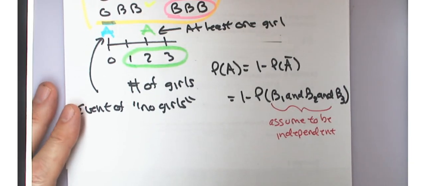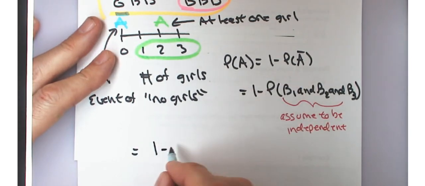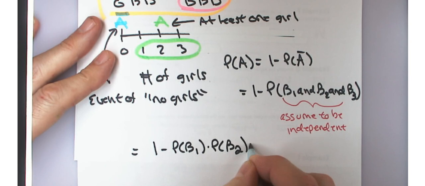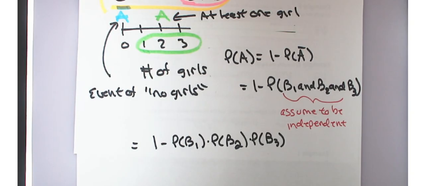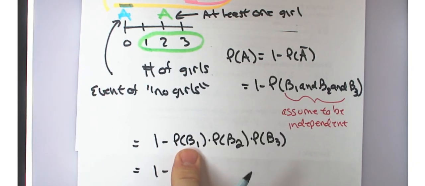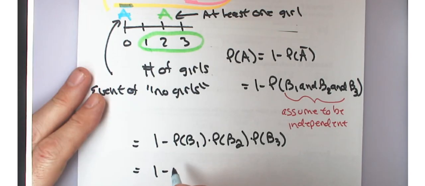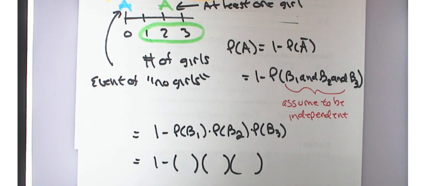Okay. That means I can break this up into the probability of B1 times the probability of B2 times the probability of B3. And now we've got it down to a point where we can manage this. According to the problem itself, what's the probability of getting a boy? Or just think about it. What's the probability of getting a boy? Half. Awesome. Thank you. A half.